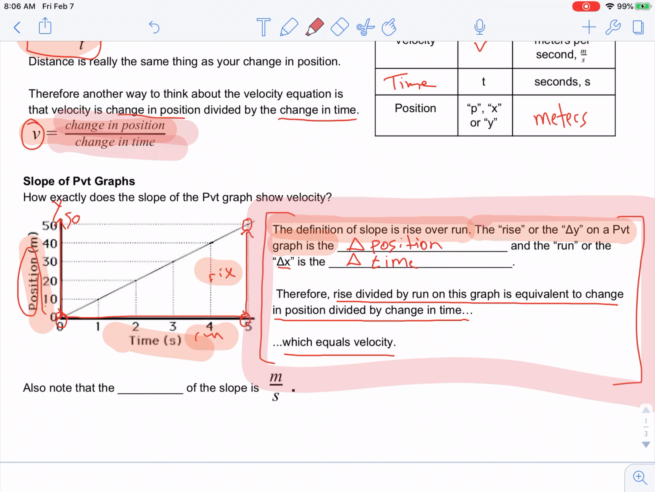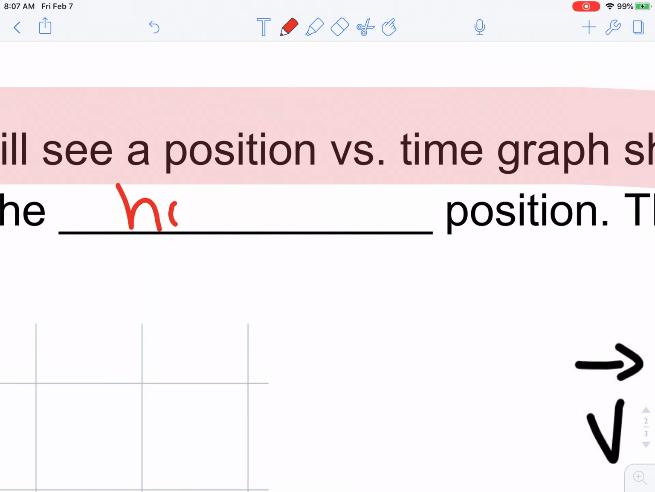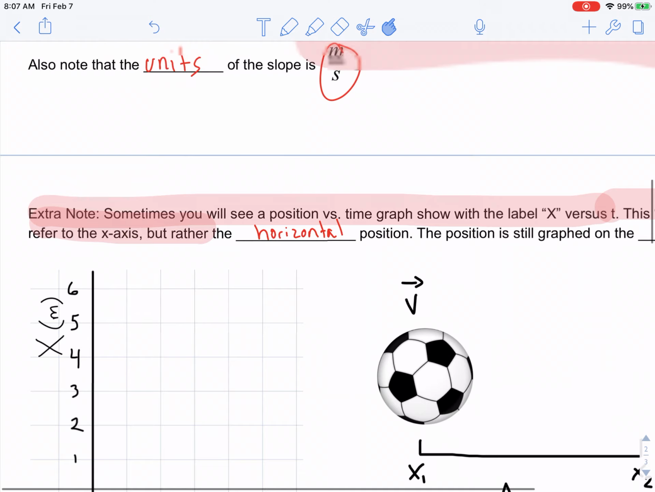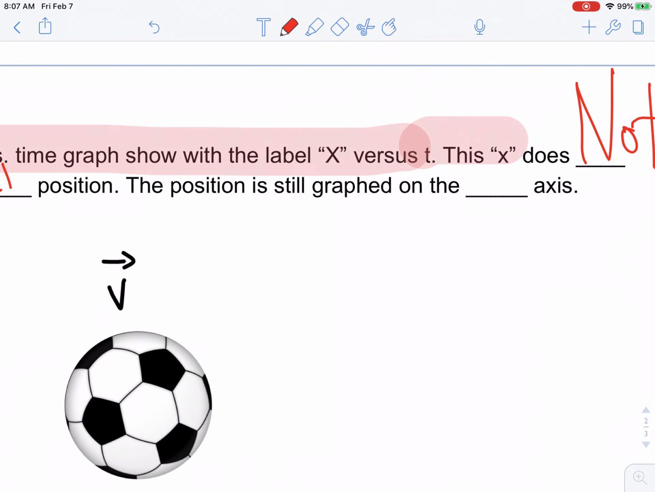Here's a quick extra note. Sometimes you'll see a position versus time graph, and it'll be shown with the label X versus T. This X does not refer to the x-axis, but rather the horizontal position. What? Writing X on the y-axis? Yep, you heard it first here, people. The position is still graphed on the y-axis.